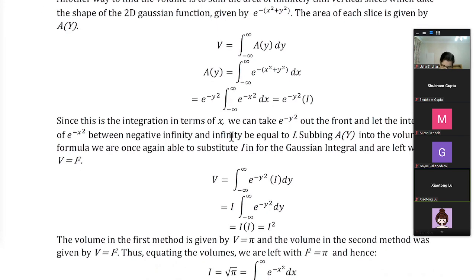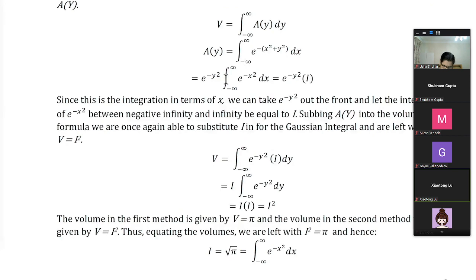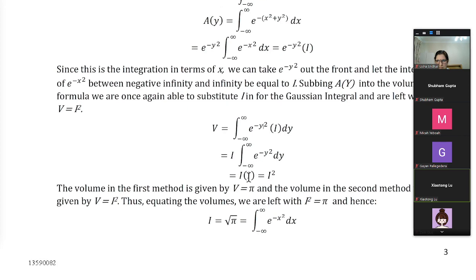Then we can go further down and sub this surface area equation into our volume equation. Again, integrating between negative infinity and infinity, and there it is again, the Gaussian integral, this time in terms of y. And we can go ahead again and sub in I, and the volume becomes I squared.